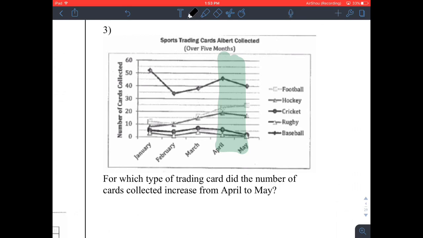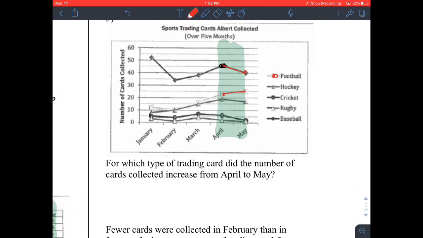this one here, which I think is baseball, it went down from April to May. Numbers got smaller. It went from like 45 to 40. If you look at the one that's got the square, which looks like football, it went from below 25 to about 25 from April to May. That one increased. So we're going to say that one's football. If you look at the other two, they all went down. Down, down, down. So we'll say football.